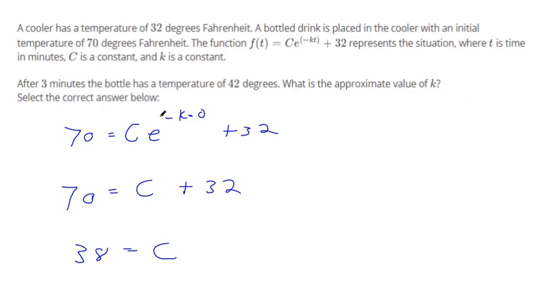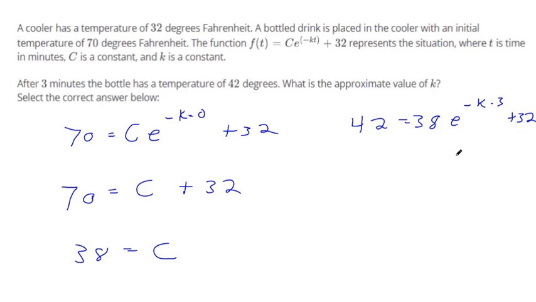Okay, so now that we know what C is, we can hopefully answer their question. They're saying at T equals 3, the temperature over here is 42 degrees. So let's plug all that information in and see if we can solve. We found out C is 38, and then the time is 3.